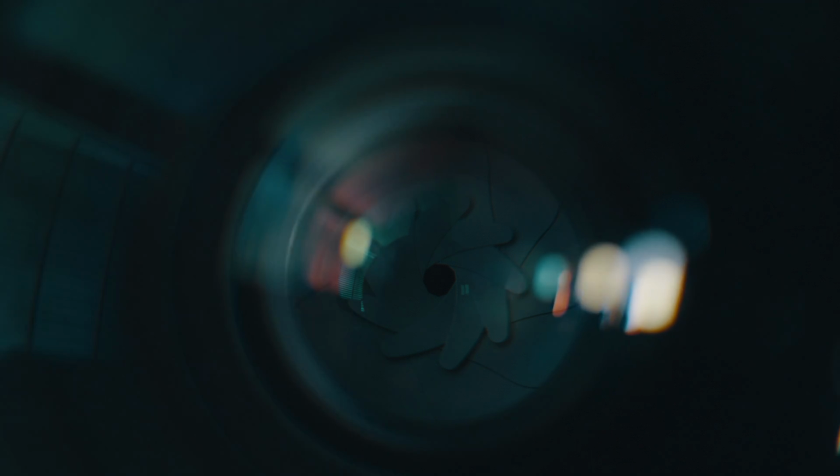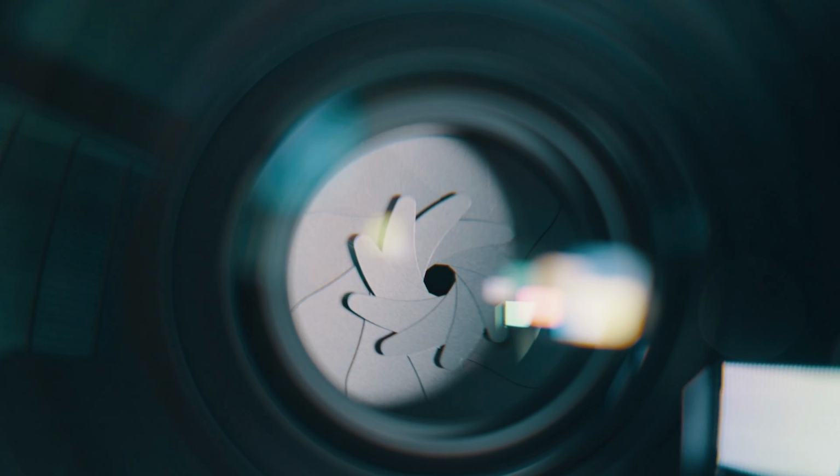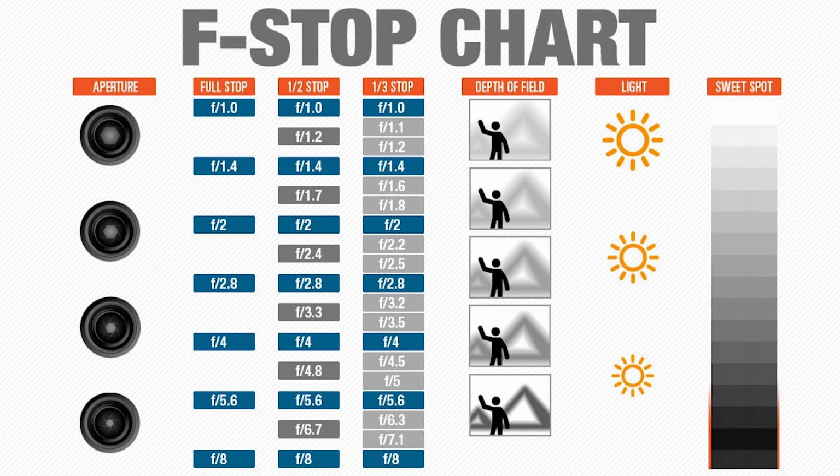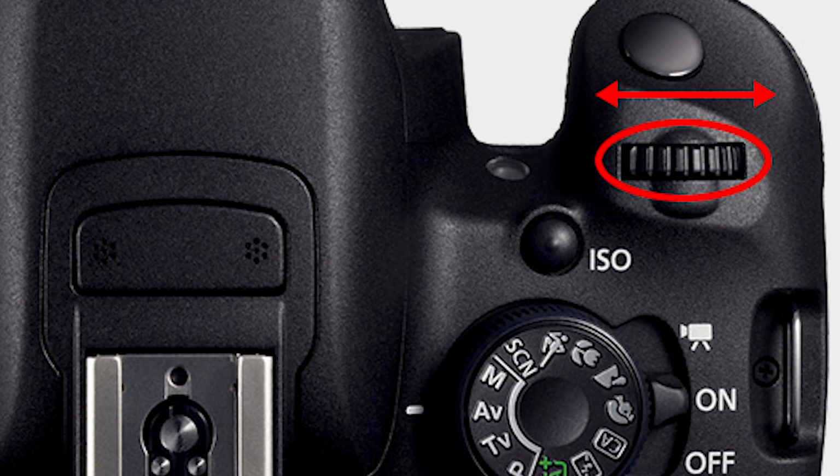Aperture. The aperture is the opening of the camera lens that allows light to enter. Apertures are measured by f-stops. This setting will directly affect the exposure in your photographs, which will also affect the depth of field. Many cameras will have a dial at the top to switch the aperture.